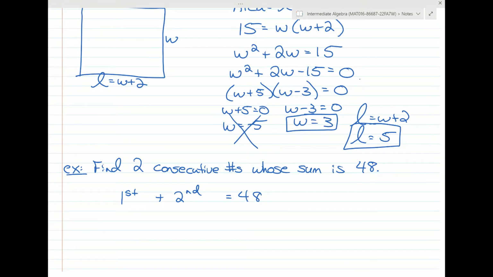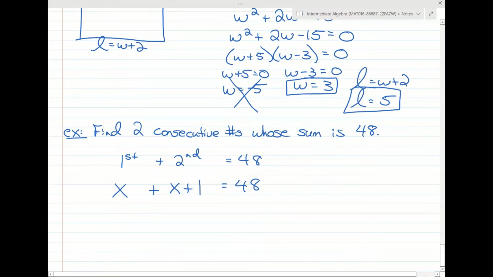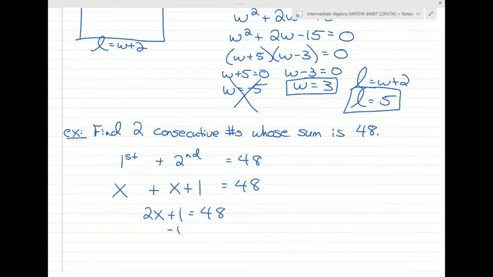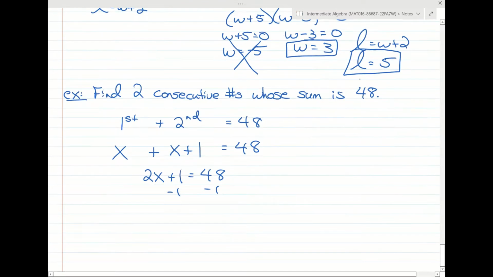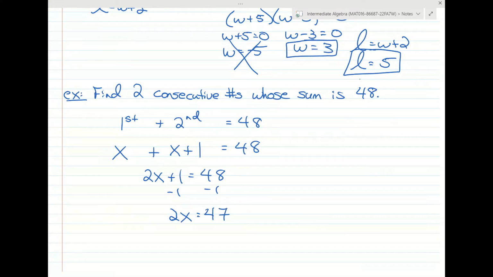We don't know what the first number is, but we know the second number is the next consecutive, so x plus 1. This would just be 2x plus 1 is 48. Subtracting the 1. That would be 2x is equal to 47. Dividing by 2. 47 divided by 2 is 23.5.